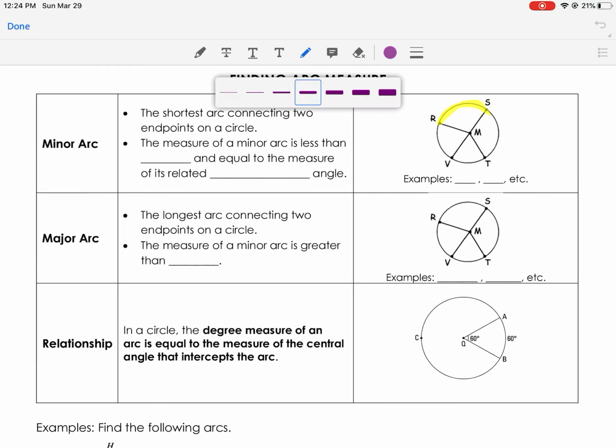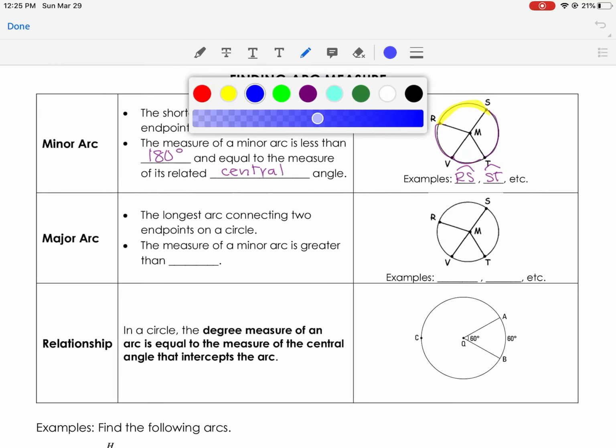The measure of the minor arc is always less than 180, so less than half a circle, and is equal to the measure of its related central angle. And that's what we learned last class, about the central angle and the arc being the same. That's when they're talking about the minor arc. So some examples over here, we had like RS, and if you haven't noticed, they put a little arc on the top to represent that. Even something like ST over here, that's going to be an arc. VT is an arc. RV is a minor arc as well.